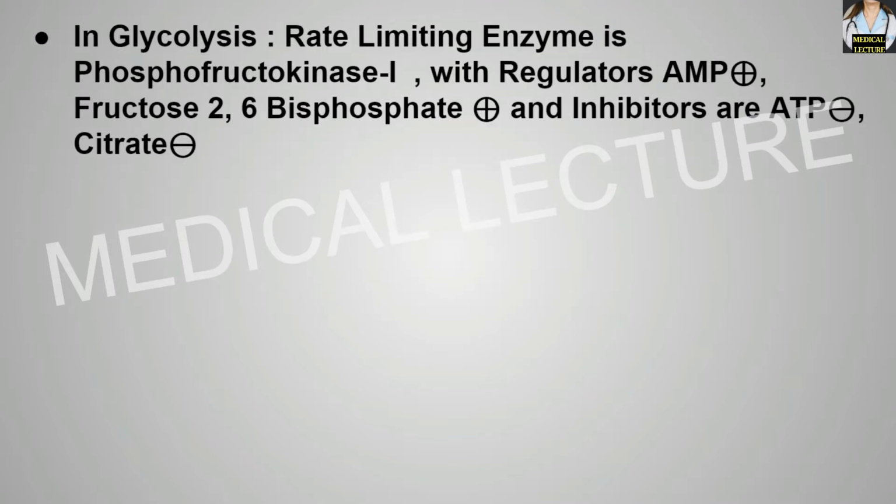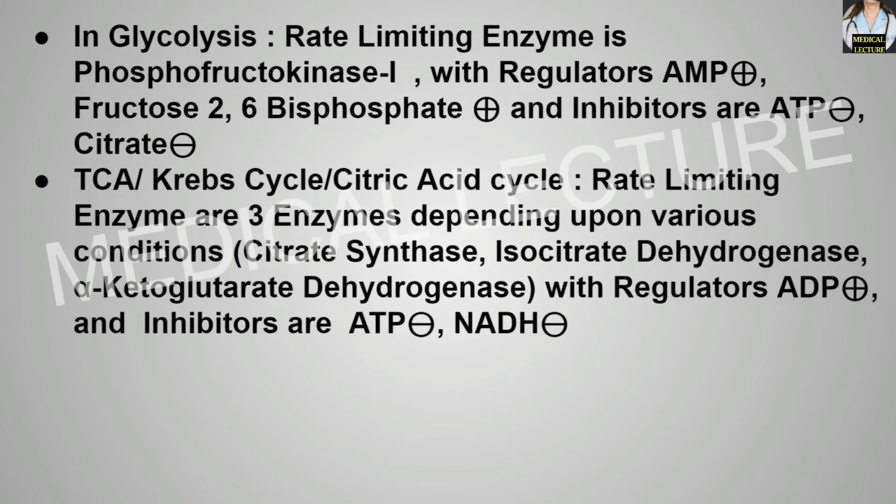In the glycolysis pathway, the rate-limiting enzyme is the phosphofructokinase 1 enzyme with the regulators, or we can say enhancers, as AMP and the fructose 2,6 bisphosphate, and the inhibitors are the ATP and the citrate. While in the tricarboxylic acid cycle or the Krebs cycle or the citric acid cycle, the rate-limiting enzymes are 3 enzymes depending upon various conditions, including the citrate synthase, isocitrate dehydrogenase and the alpha ketoglutarate dehydrogenase, with the enhancers or the regulators as the ADP and inhibitors are the ATP and the NADH.